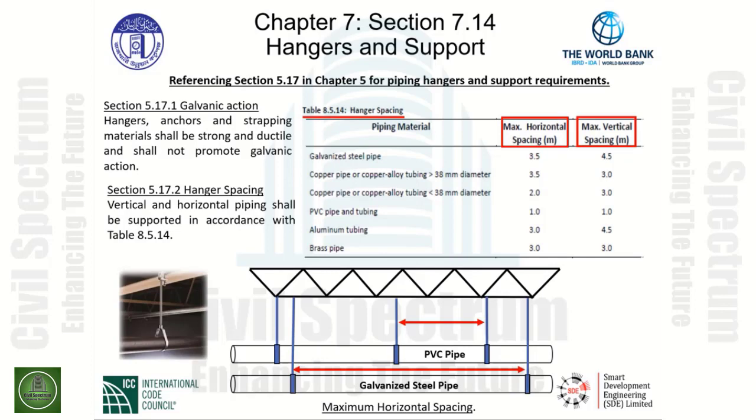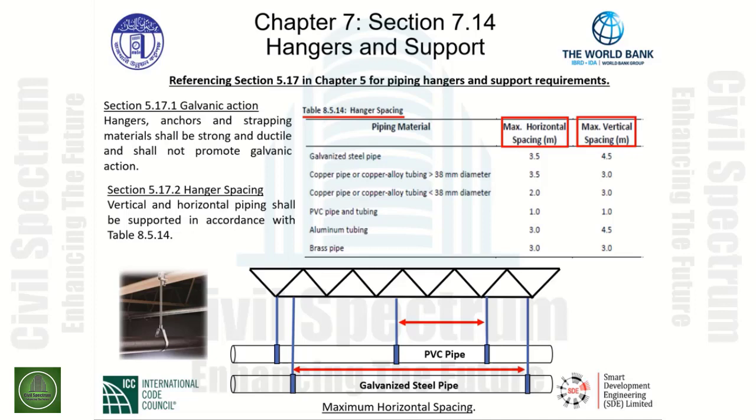Referencing Section 5.17 in Chapter 5 for piping hangers and support requirements, Section 5.17.1, Galvanic Action. We need to make sure that we do not have dissimilar metals in contact with one another. If we do, that may provide and even promote galvanic action.